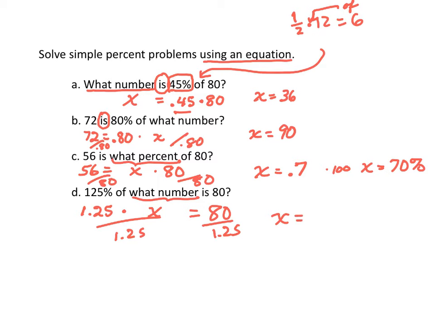Now some other problems we will solve with a proportion, and we'll see some of those here in a minute. So 80 divided by 1.25, 64. 125% of 64 should be a larger number. It is, it's 80. Okay.